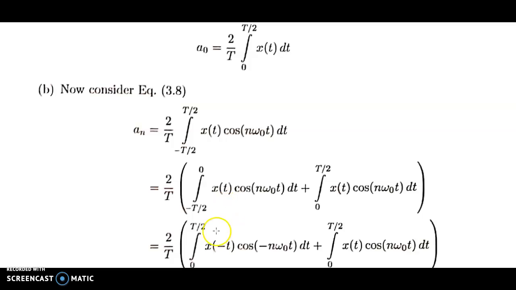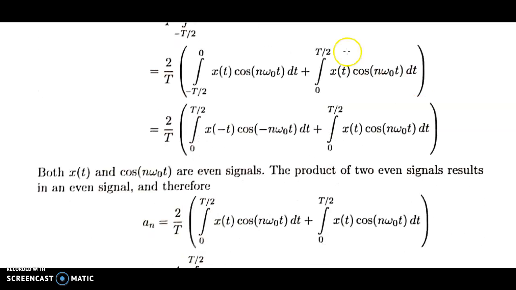And here again we are doing the change in variable. x of t is replaced with another variable, let it be minus z, as I have explained in the previous case. And finally when we apply the change in limits, we'll be getting an expression in this form: integral 0 to T by 2 x of minus t cos minus n omega 0 t dt. Here I am not giving the explained proof. You can try it by yourself in the same way as I explained when we derived the coefficient a0. In that same manner you can derive this also.